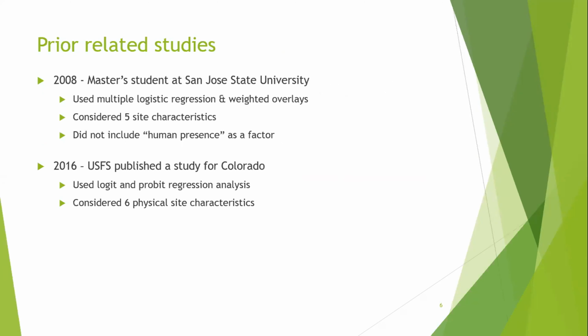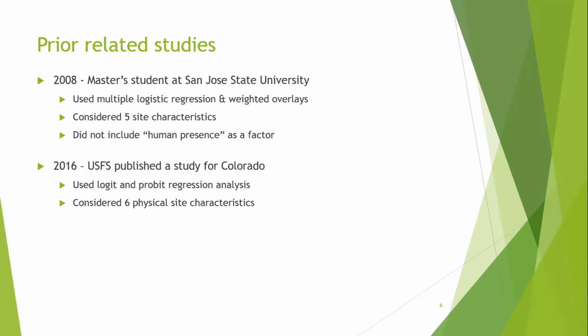So I'll start off with my background research, highlighting two particular studies. I looked at probably a dozen different studies, but these are the two that are most directly relevant to my goals. Ten years ago, there was a master's student at San Jose State University who conducted a very similar analysis, a very similar project. The student looked at only 5 site characteristics: canopy cover, slope, aspect, proximity to roads, and proximity to water, and tested the significance of each of those factors to the presence of common teasel.